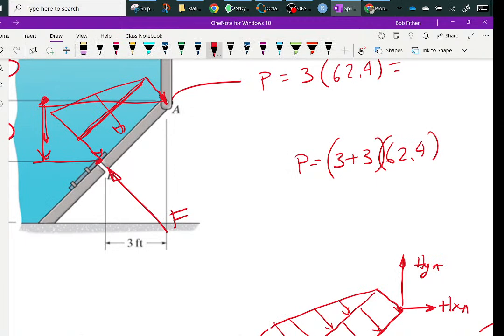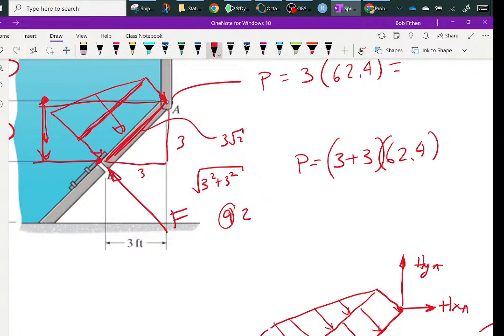So I've got to figure out that distance. So this is 3, and that's 3. This distance has got to be 3 square root of 2, right? Okay, so 3 squared plus 3 squared, square root, is equal to the square root of 9 times 2. Take the 9 out, and I get 3 square root of 2. So I think that's what I end up with for the distance from B to A.